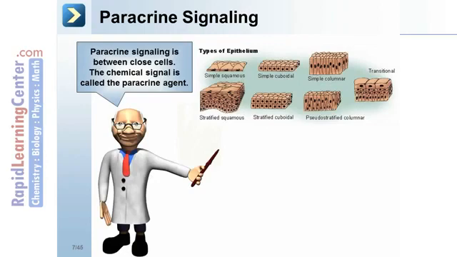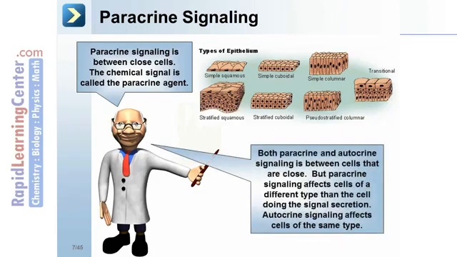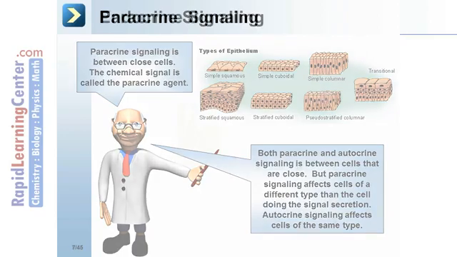Paracrine signaling. Paracrine signaling is between close cells. The chemical signal is called the paracrine agent. Both paracrine and autocrine signaling are between cells that are close, but paracrine signaling affects cells of a different type than the cell doing the signal secretion. Autocrine signaling affects cells of the same type.